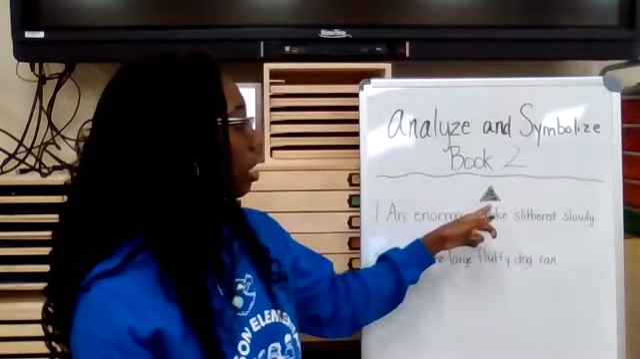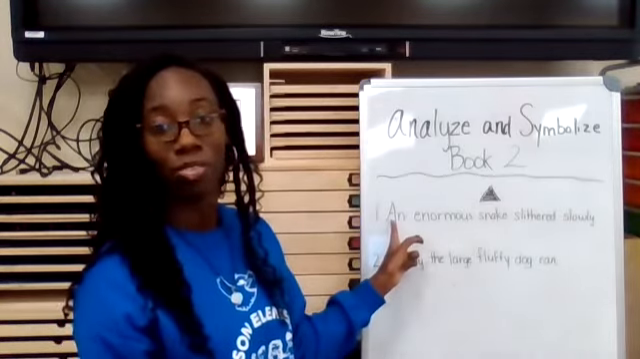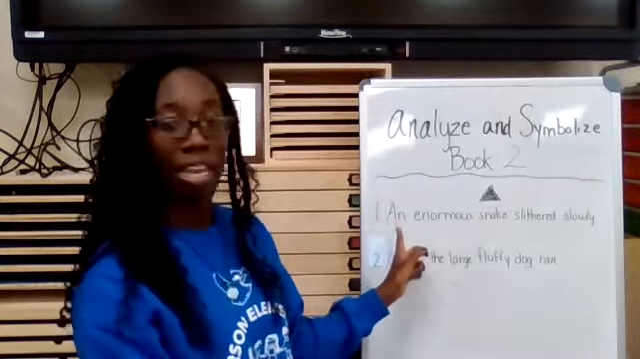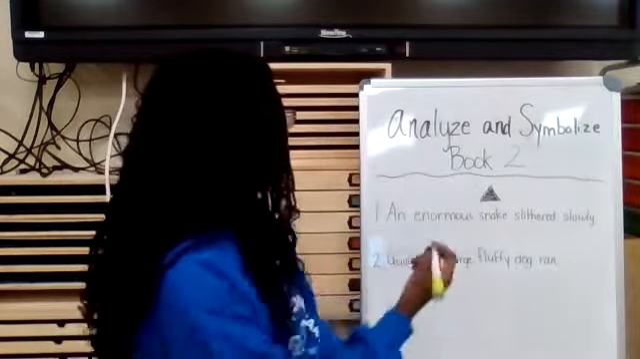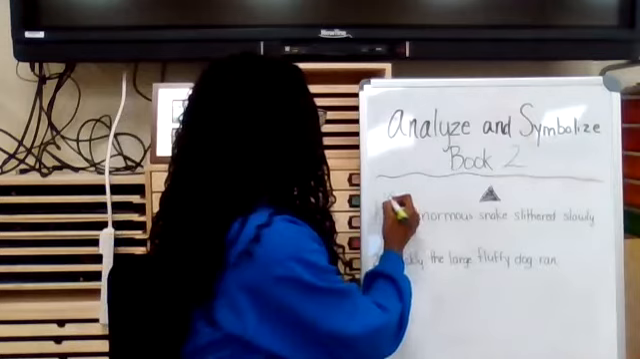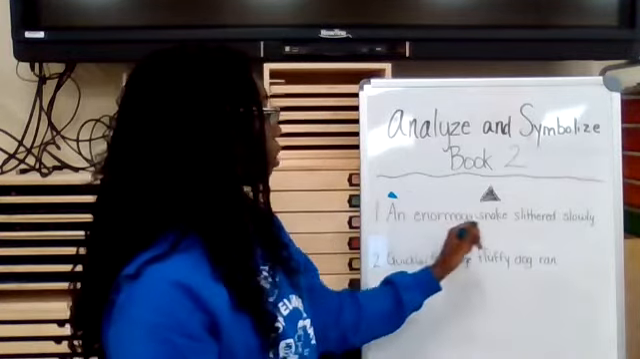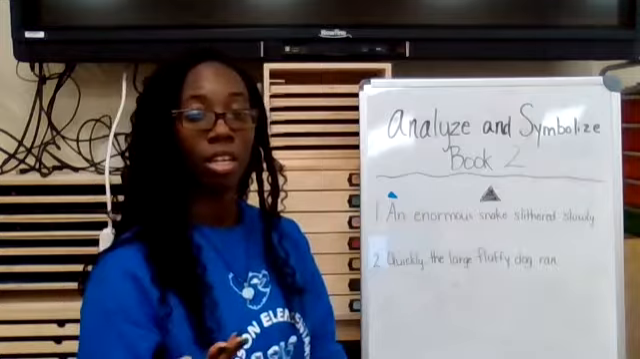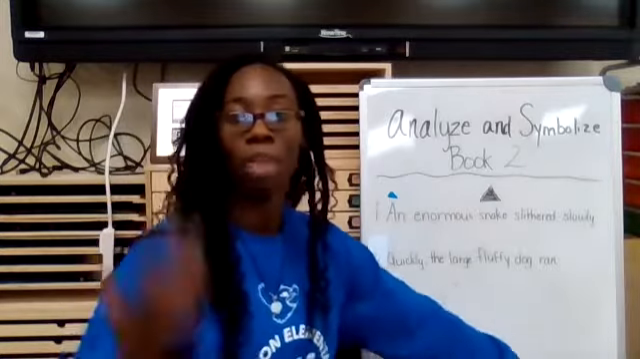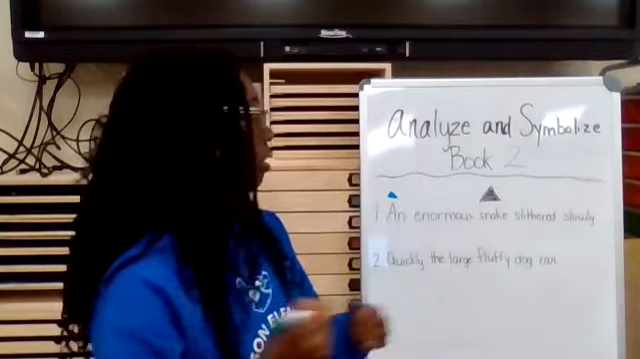Okay. Now remember, just like in our Analyze and Symbolize book 1, I know that if there's a noun right here and I see that I have my article, I'm going to go ahead and look for the noun family. My articles are a and the, so I'm going to get my light blue and draw a small light blue triangle above an. And enormous snake, okay? So it's telling me an attribute, something about the snake. It's large, which is what enormous means.